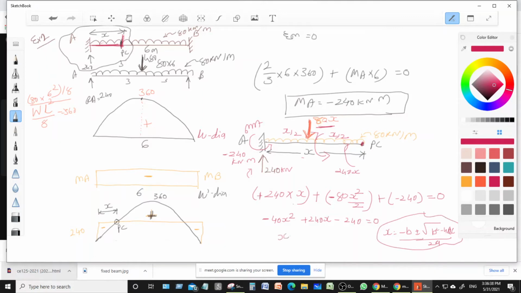So if you solve this equation, you will get the value of x, that is equal to 1.27 meter, and another value, that is 4.73 meter. It means that from A you have the first point where your moment becomes 0 at 1.27, and from the same point A there is another point where the moment is equal to 0, that is 4.73, right? So this is how you can find out the point of contraflexure. Is it clear to all of you?